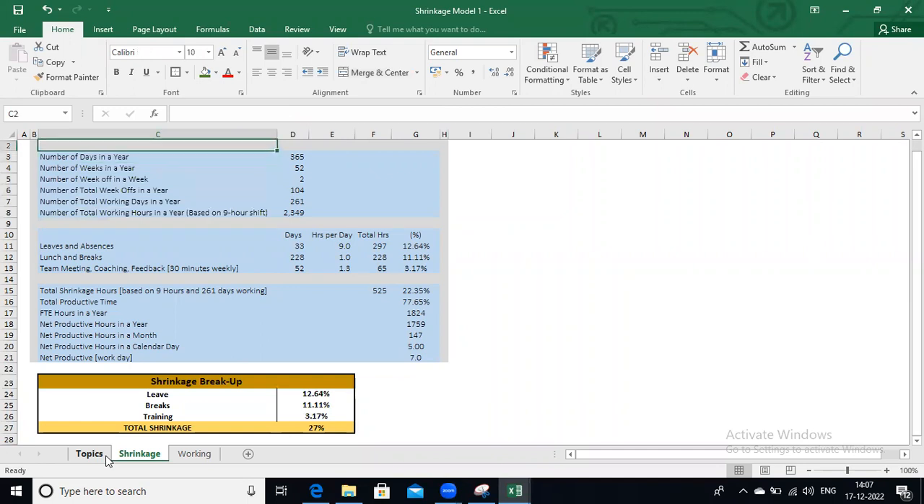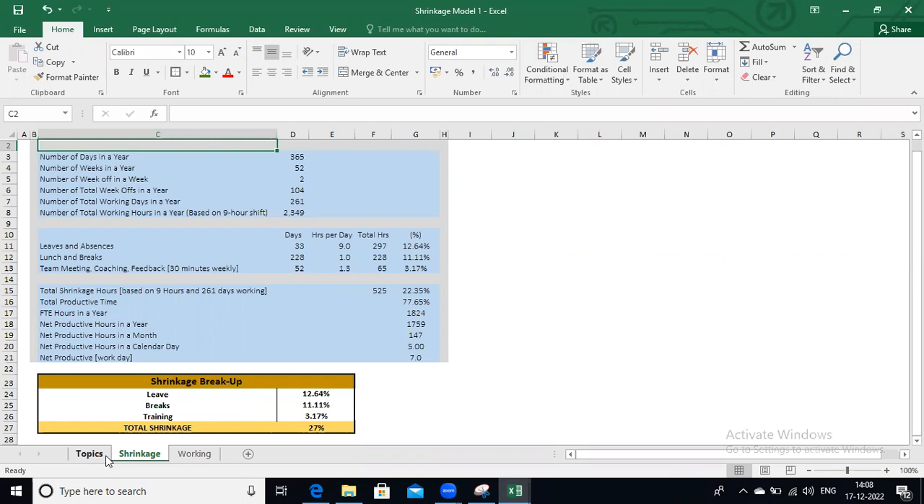Let's start with this shrinkage model. First of all, we are going to calculate the number of FTE hours in a year, in a month, in a week and in a day as well. So how do we decide these shrinkages? Say we are going to plan for a new account and we do not have any historical trend. How do we decide the out of office shrinkage and in office shrinkage? This is the most asked question in interviews.